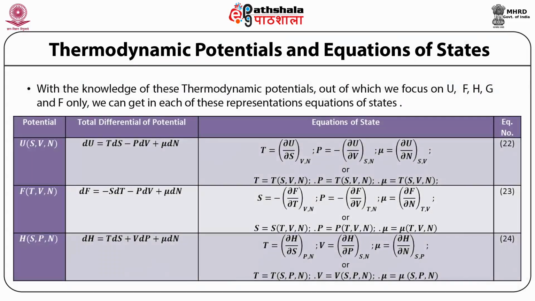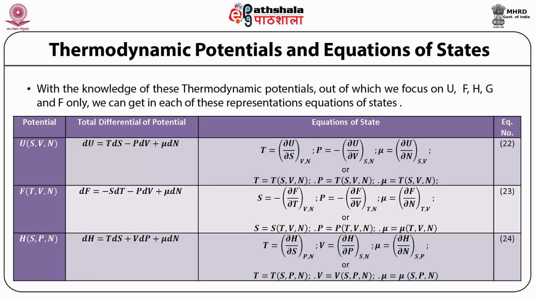We are now armed with the knowledge of these thermodynamic potentials, out of which we focus on the 5 thermodynamic potentials only, that is, internal energy, Helmholtz free energy, enthalpy, Gibbs free energy, and thermodynamic potential phi. We can get equations of state in each of these representations.